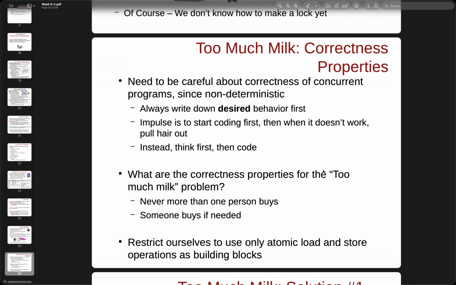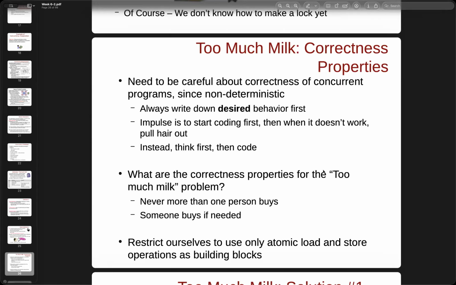So we always need to write down the design behavior first. Imagine starting to code first, and when it doesn't work, you pull your hair out. Think first, and then code. It's important. So what's the correctness property for the too much milk problem? We never want more than one person to buy, and we don't want nobody to buy if we need milk.